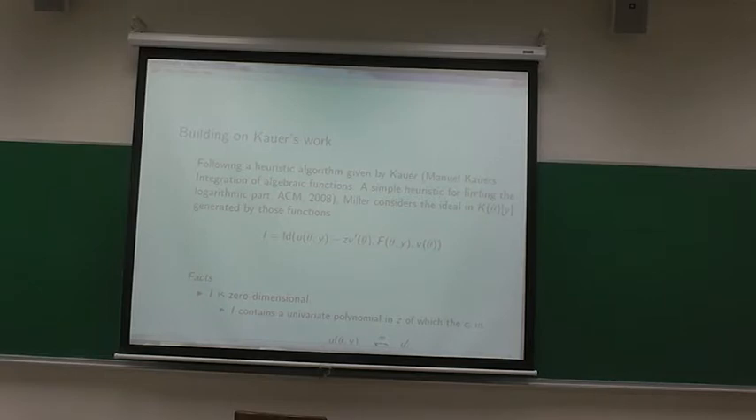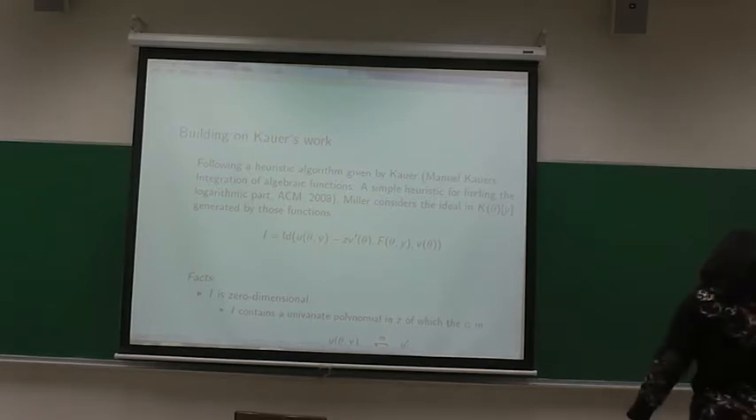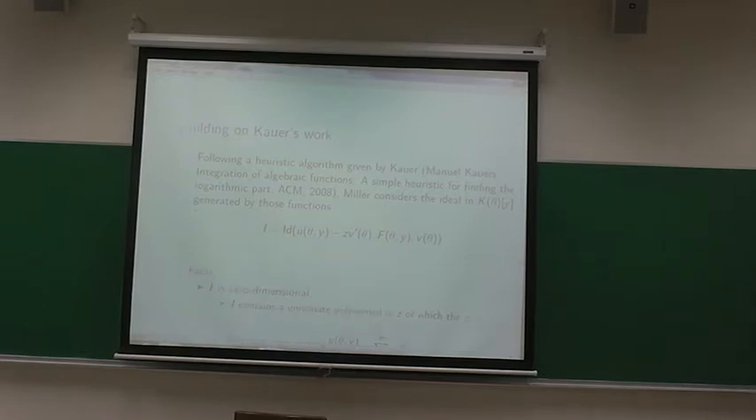So, following a heuristic algorithm given by Cauer, in this paper, Integration of Algebraic Functions, a simple heuristic for finding the logarithmic part, he considers the ideal of u of theta minus Z v prime of theta, f of theta y, and v of theta. So he considers this ideal to find the c_i's and the u_i's. And we have some facts about this ideal. The ideal is zero-dimensional.